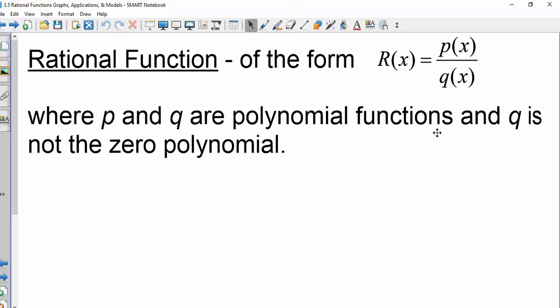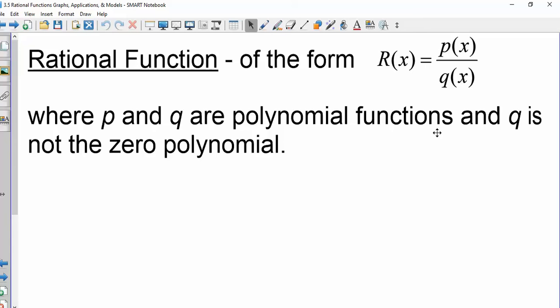So here we use just notation. Capital R usually stands for rational. P and Q are just polynomials. Now, if you're talking about this, if it's a fraction, we know that what cannot happen?